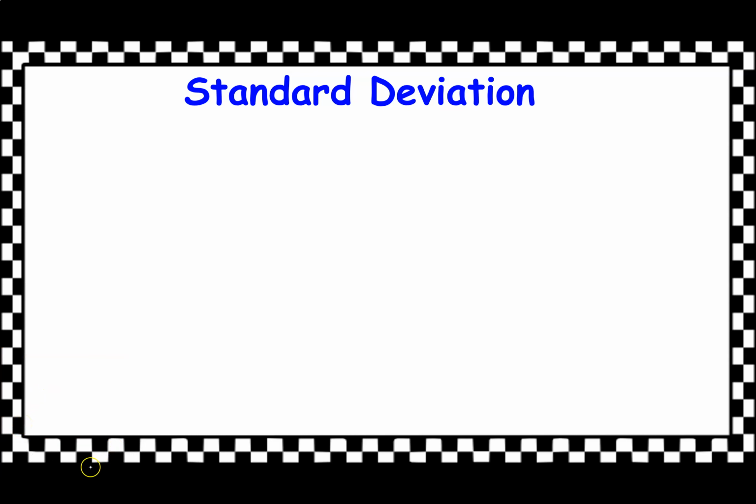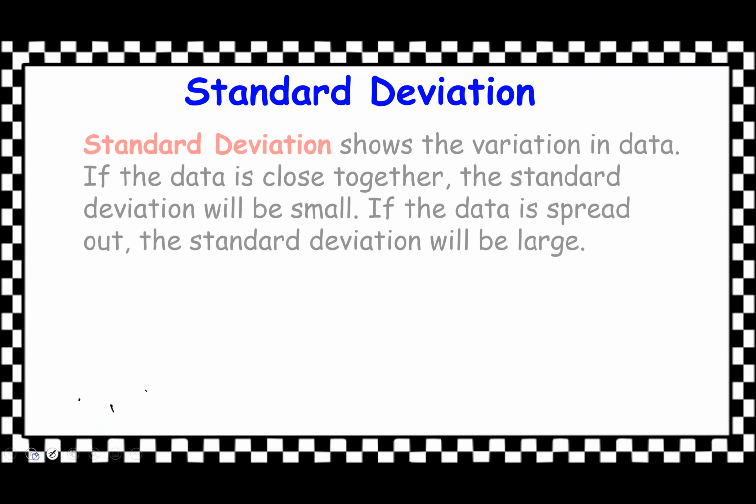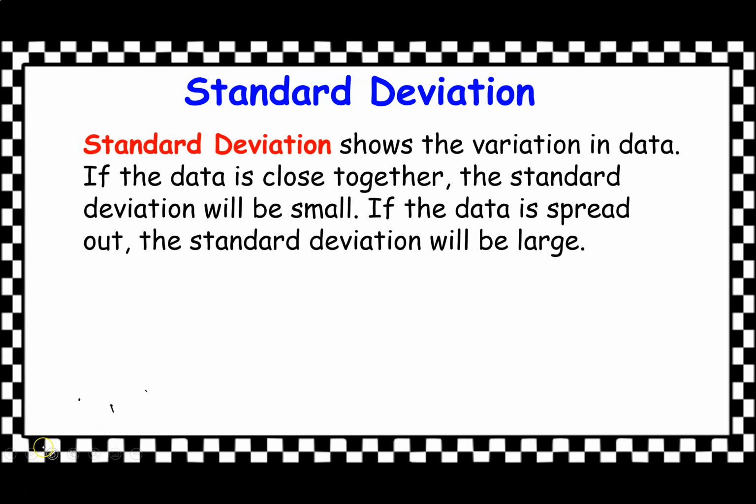All right, new topic here, and that's called standard deviation. Standard deviation shows the variation in the data. So if the data is close together, the standard deviation will be small. If the data is spread out, the standard deviation will be large.